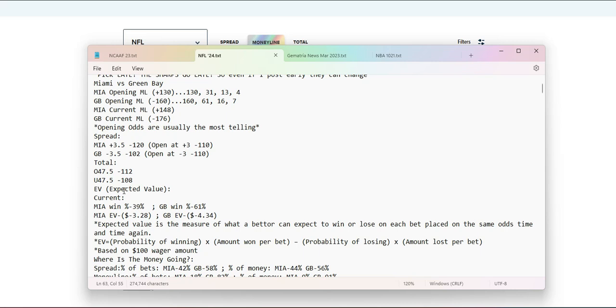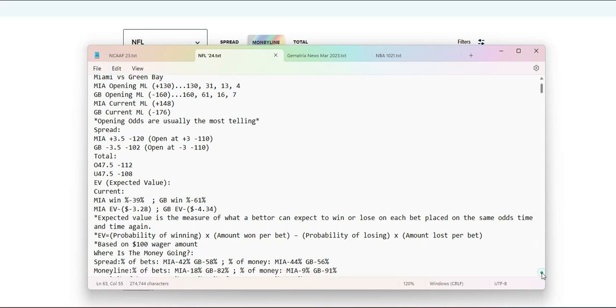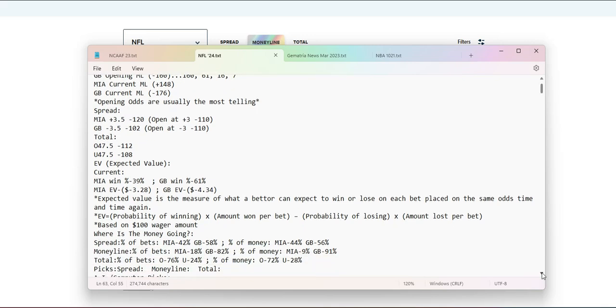All right. Percentage of splits, the splits. Where is the money going? All right. Let me scroll down. Percentage of bets on the spread. Based off the 3.5 points.